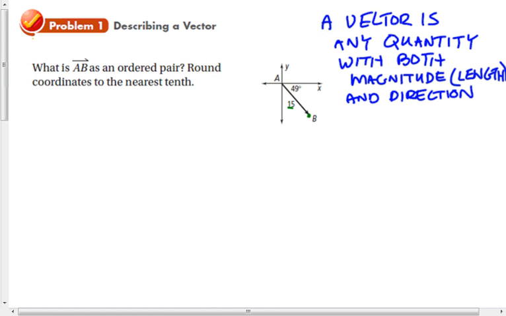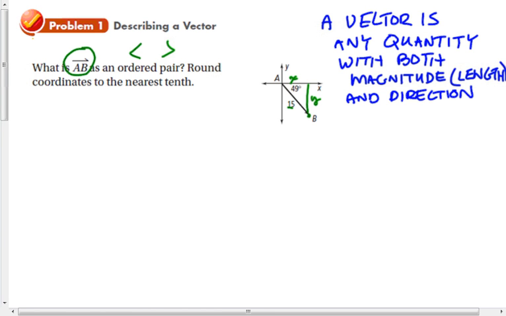The magnitude is 15. So think of this as y and this is x. And if we do that, we can use trigonometry to find this vector. The ordered pair will look like this when it's a vector. And notice the little bit different arrow there when describing a vector. So what we're going to do is find y and find x using trigonometry.